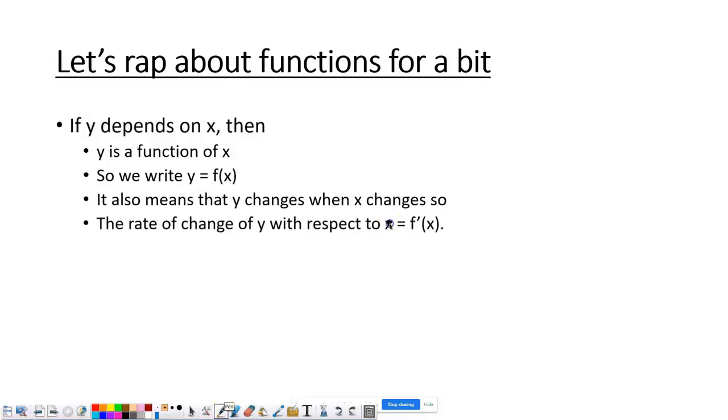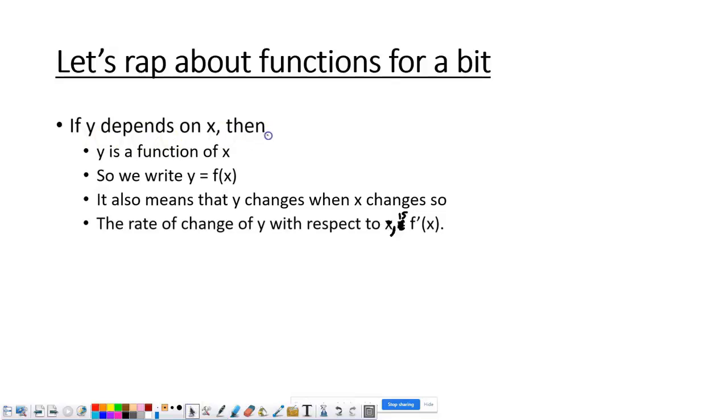Okay, I think this is a confusing way of writing. I should have maybe put a comma here, or maybe replace the equals with an "is". So the rate of change of y with respect to x is denoted f prime of x. Okay, so there you go.